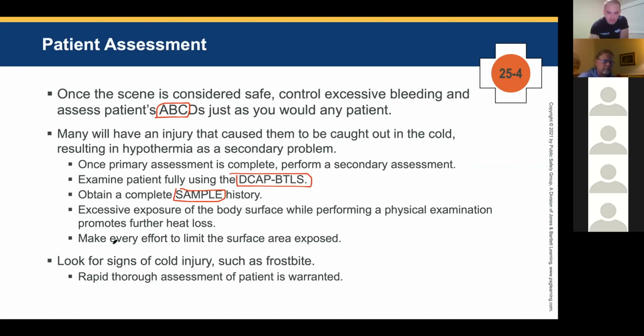So we want to make sure that we make every effort to limit the surface area exposed. So if you don't need to expose an area, please don't. Leave it covered until we get down into a warm environment. And then we want to assess for signs of cold injury, such as frostbite. And if we see frostbite, we want to provide rapid warming. A rapid, thorough assessment of the patient is warranted.